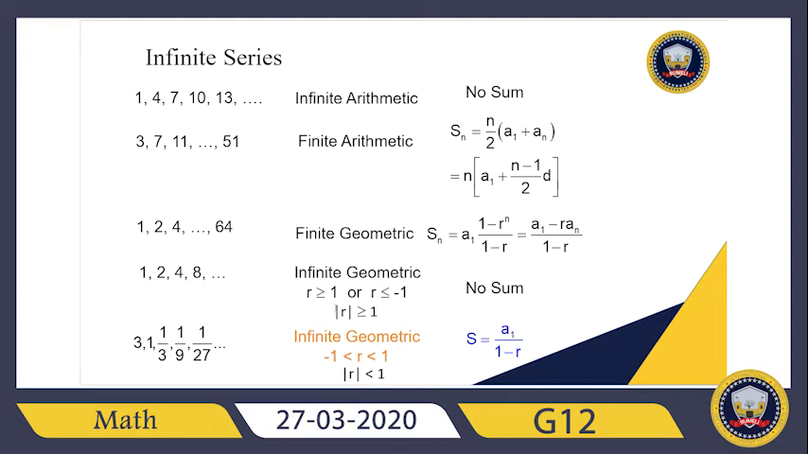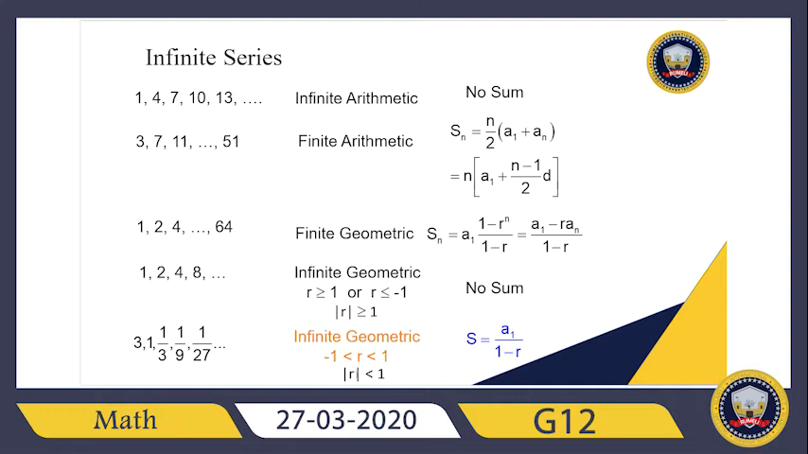So in the case where the absolute value of r is bigger than or equal to 1, we would say we have no sum, or an infinite sum. So we don't have a specific number. So immediately I would say no sum, as is the case with the infinite arithmetic sequences.